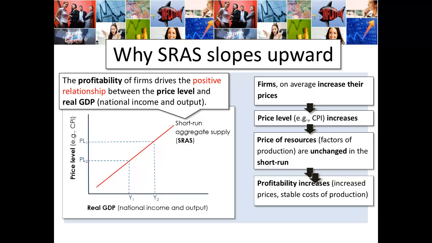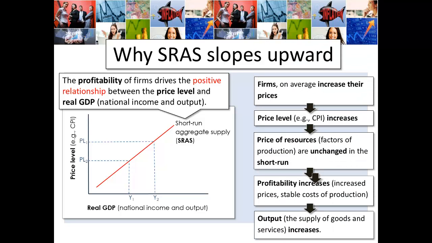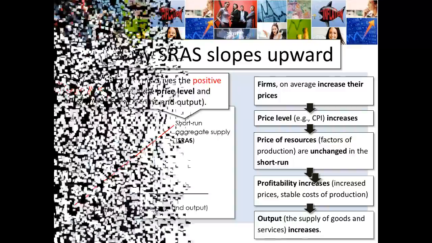then profitability increases. Prices rise, costs stay the same, profits must go up. And as a firm's profitability increases on average, and we're talking on average across the whole economy, then the output, the supply of those goods and services must increase. This is why the short-run aggregate supply curve slopes upwards.